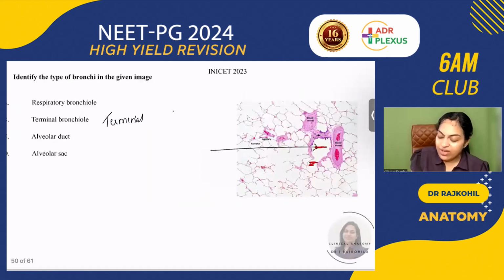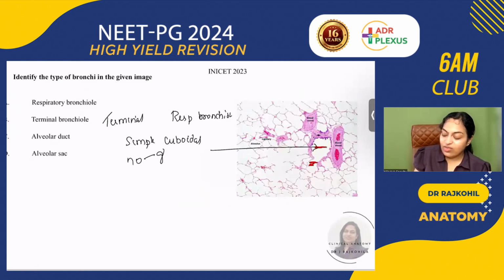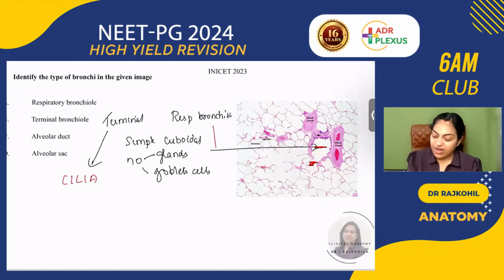Okay, the terminal and the respiratory bronchiole. They are lined by simple cuboidal epithelium. There's going to be no glands. There's going to be no goblet cells. But one main difference, in the terminal bronchiole, you can get to see cilia. Respiratory bronchiole, there is no cilia.